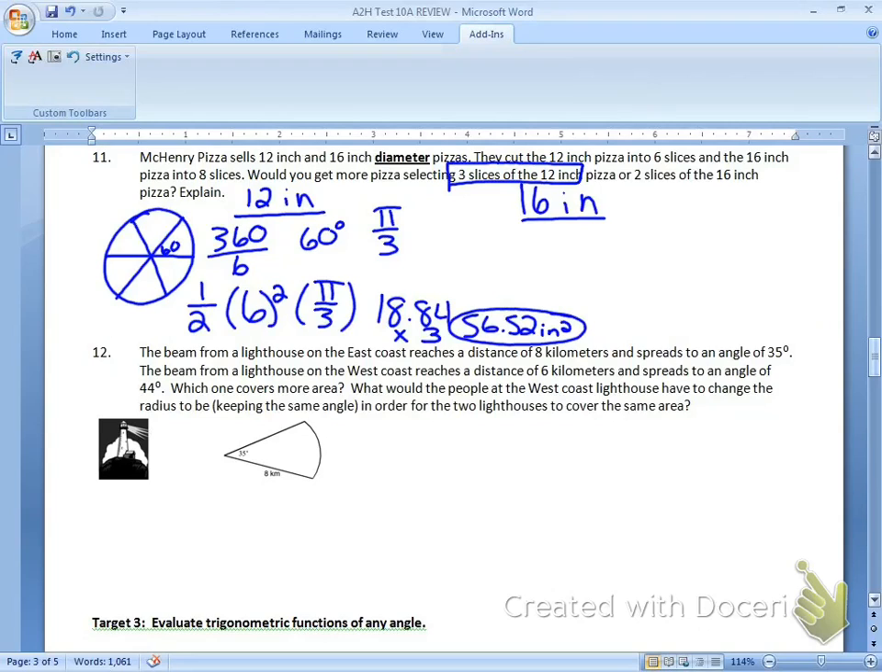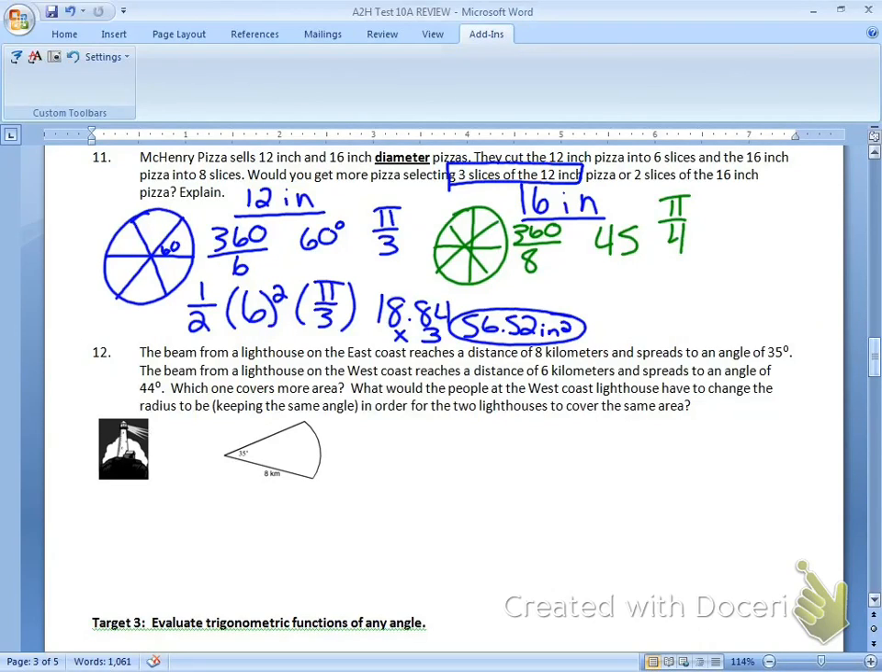Okay, now for the 16-inch, same thing. We have a circle divvied up into 8 slices. So we take 360 divided by 8 to find our central angle there to be 45. This is another one that you should have memorized, so you don't need to convert it, that this is pi over 4.